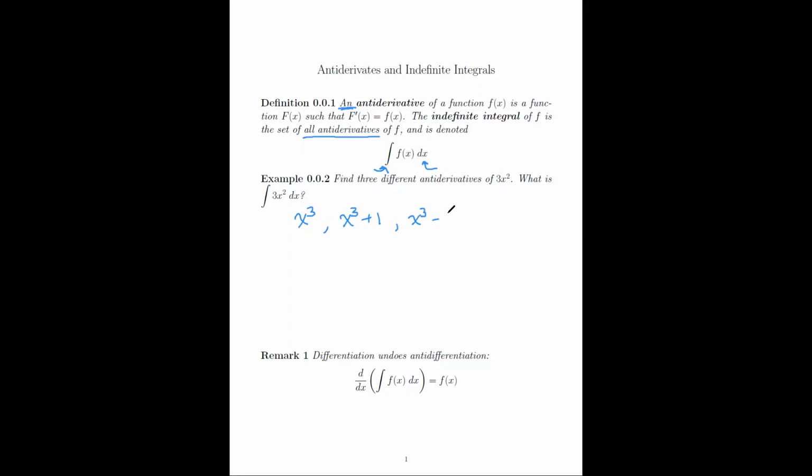Let's say we have x cubed minus 5. That's also going to be an antiderivative. And in fact, I could put any constant here I want because the derivative of a constant is 0. This means that I have infinitely many antiderivatives of 3x squared.